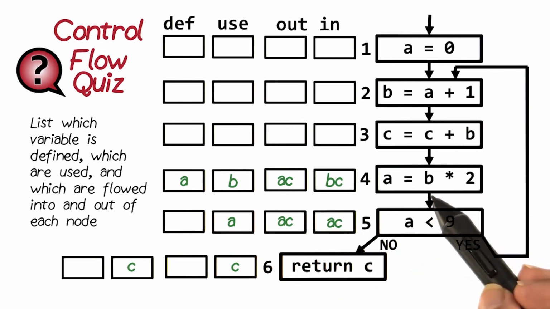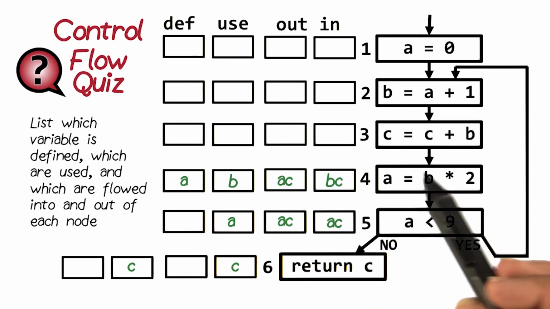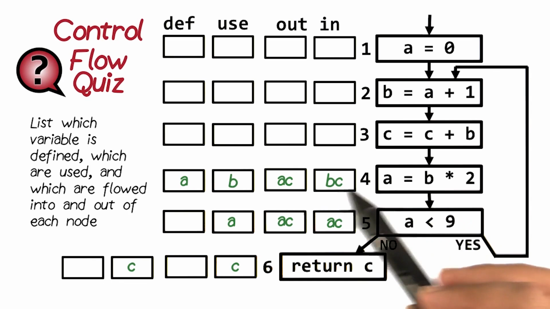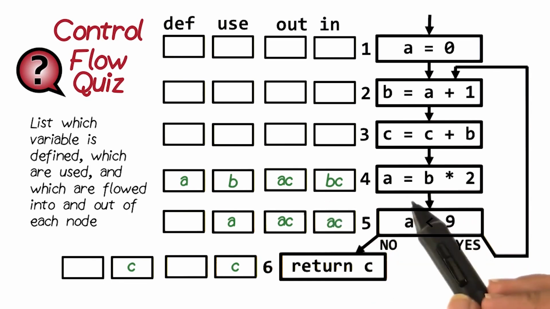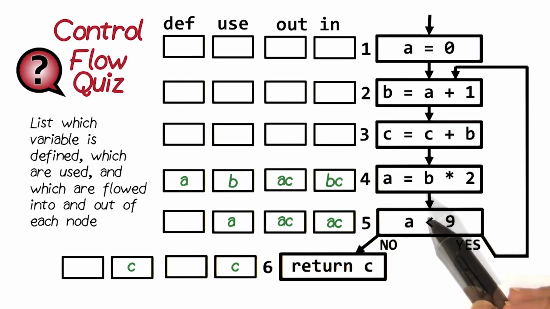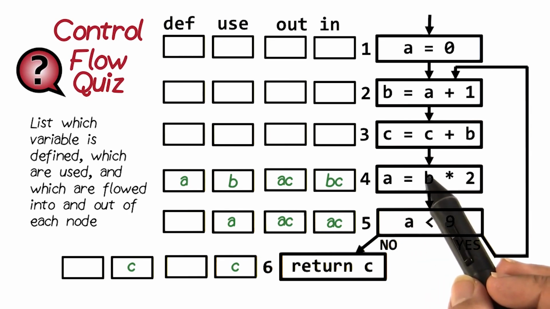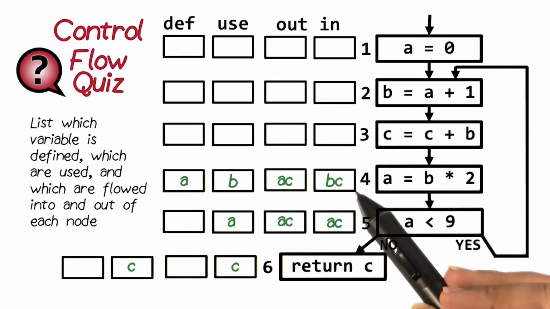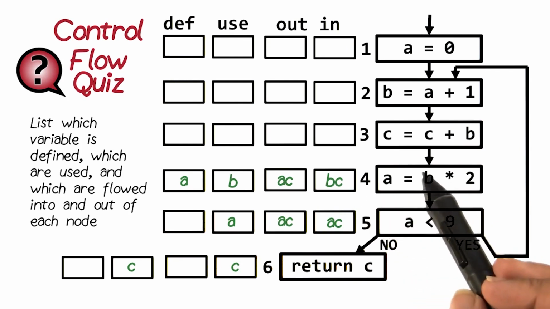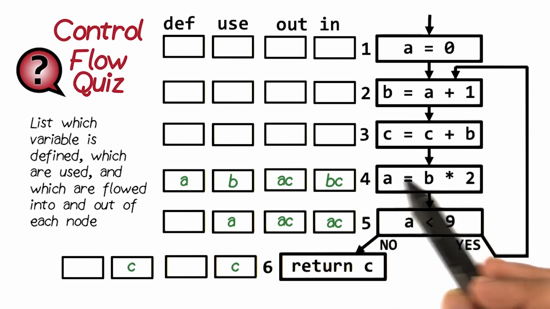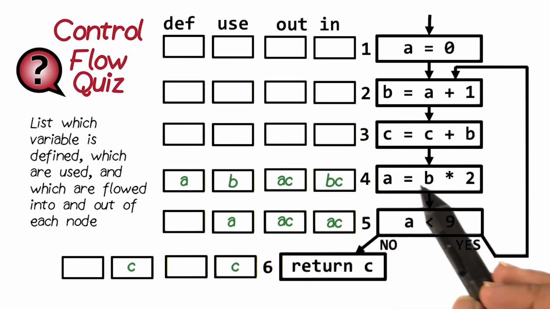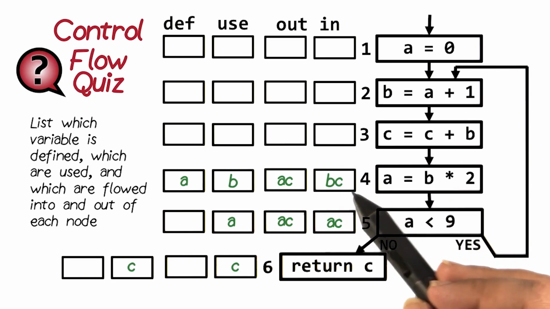But the use set, as you can see, what is being used in this statement includes B. So B is getting added here. The out set is AC, which is the same as the in set here at the entrance of 5. But from that AC, we took out A because A is being defined, so it's no longer live here. Only C was remaining there. We added to that B because B is being used, and so things which are live at the entry of 4 include B and C.